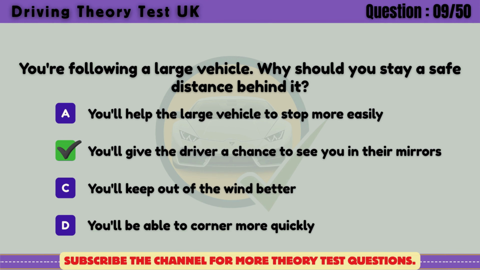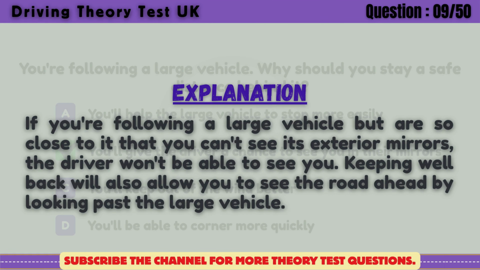Answer is B. You'll give the driver a chance to see you in their mirrors. If you're following a large vehicle but are so close to it that you can't see its exterior mirrors, the driver won't be able to see you. Keeping well back will also allow you to see the road ahead by looking past the large vehicle.